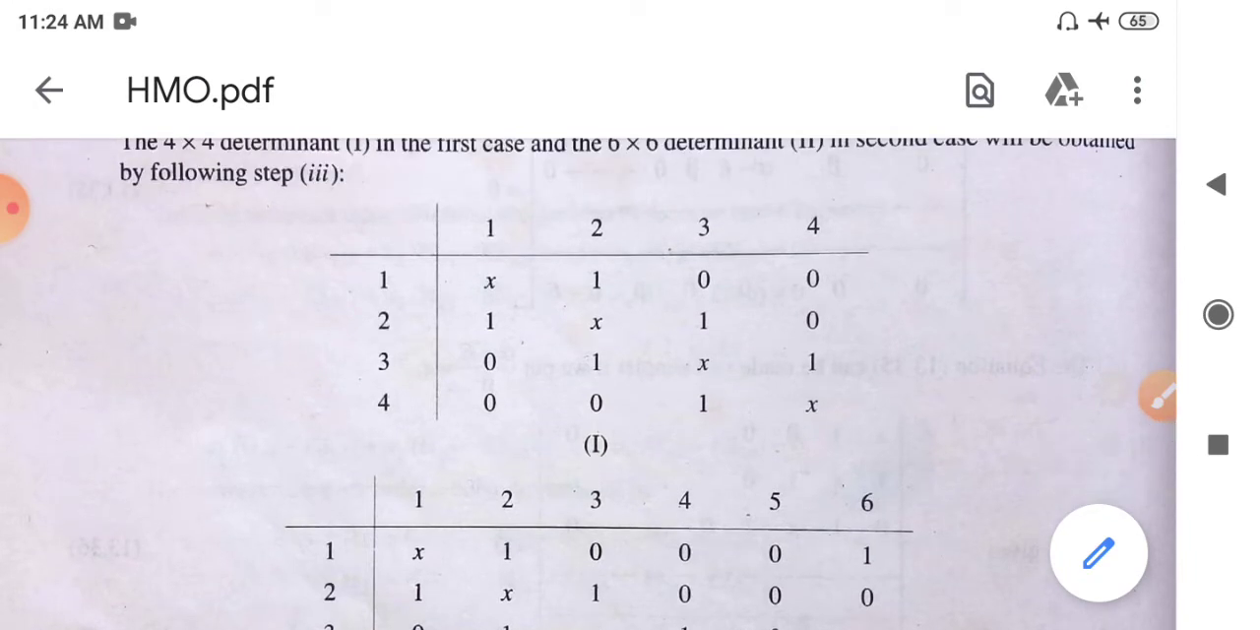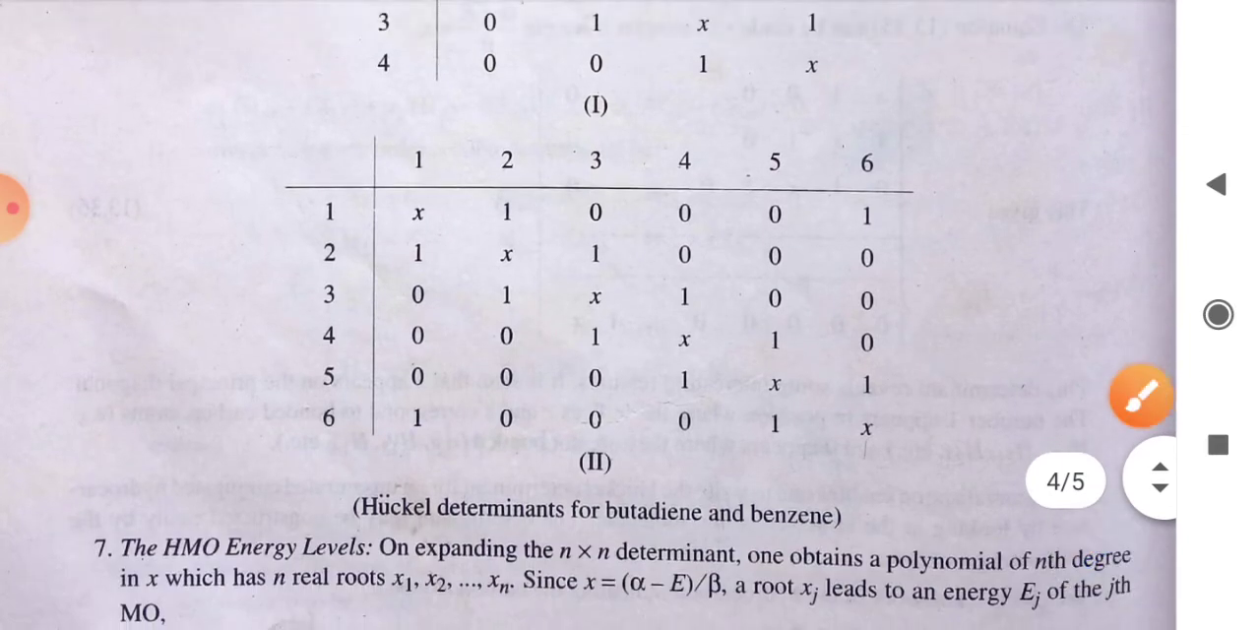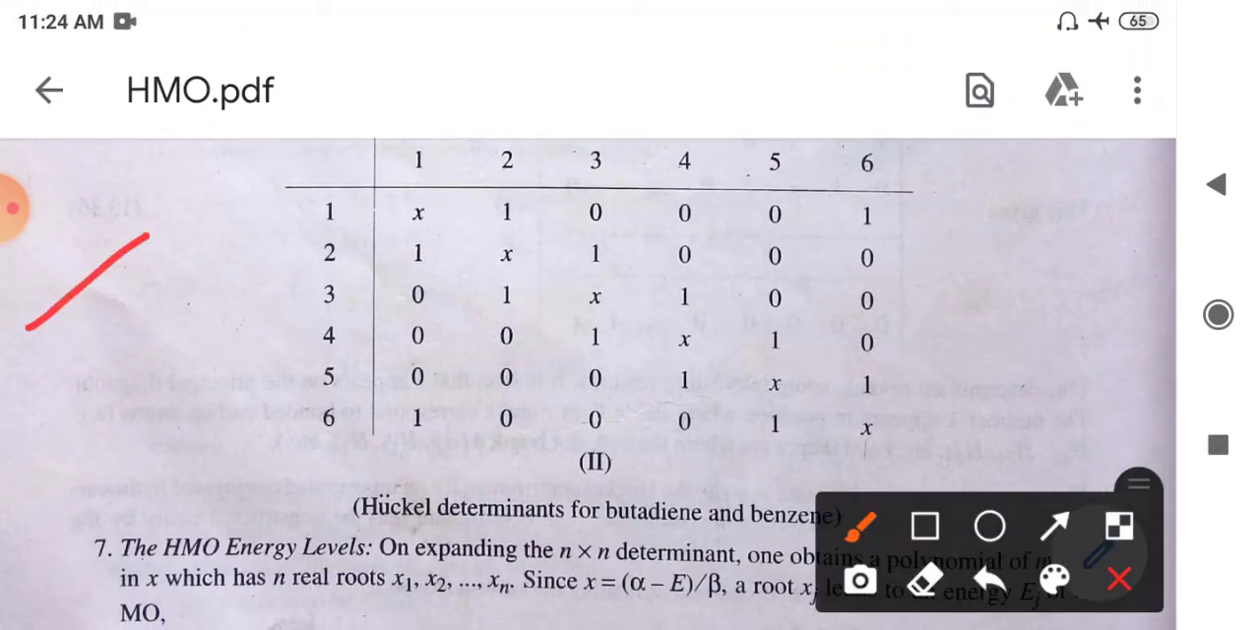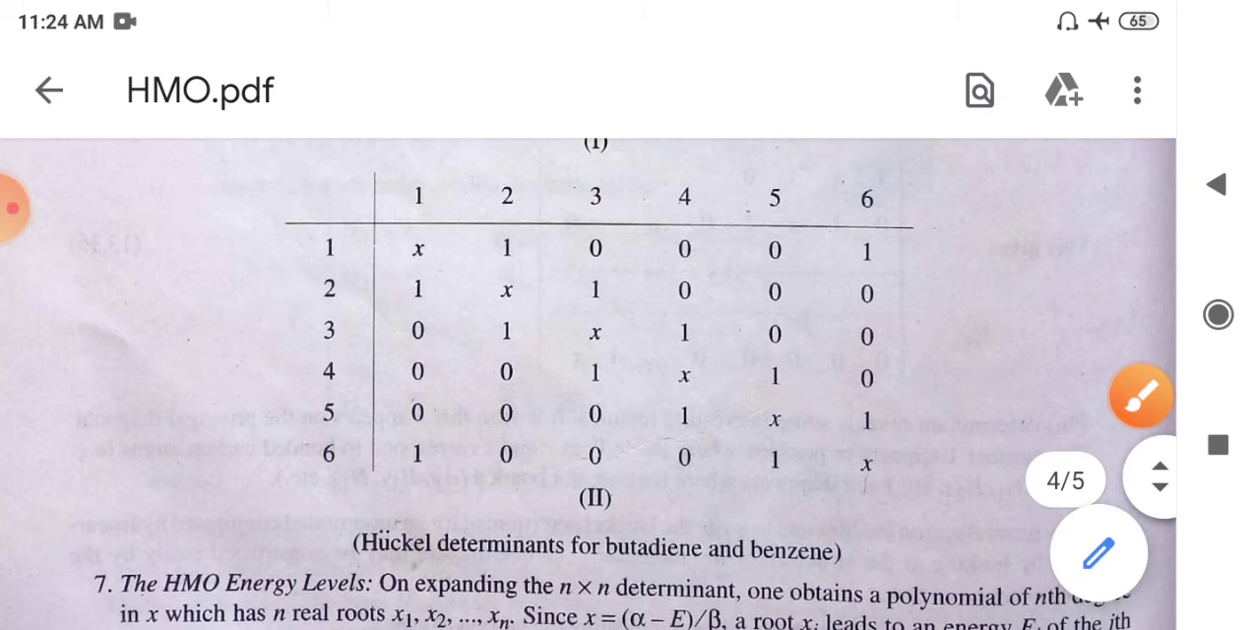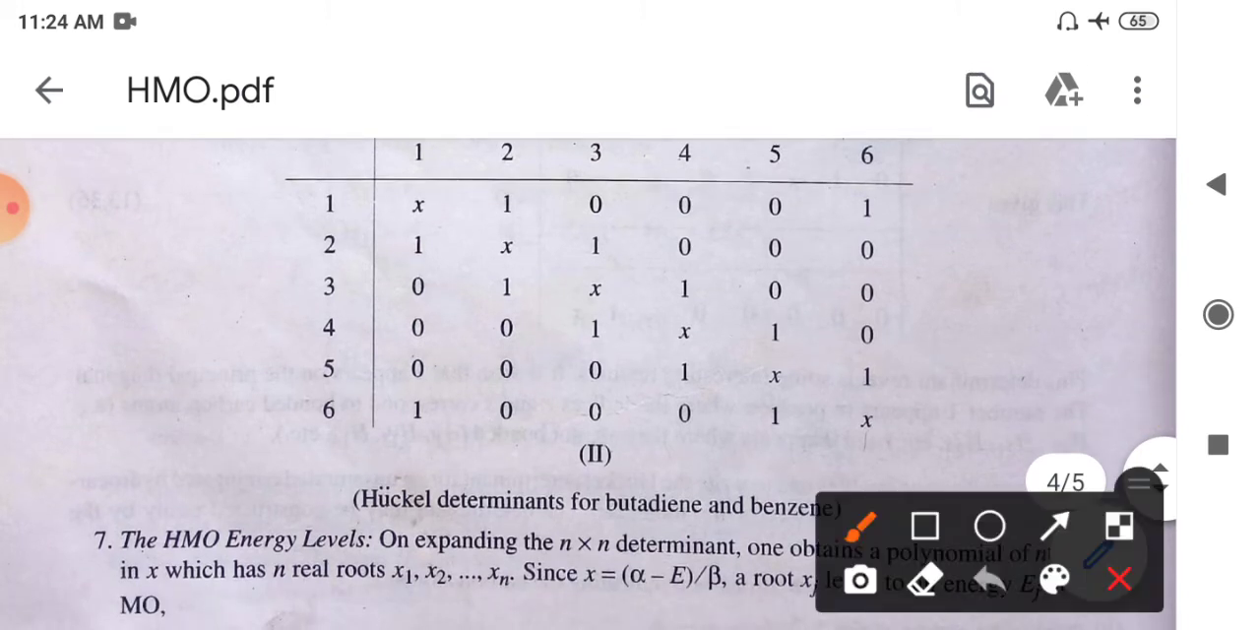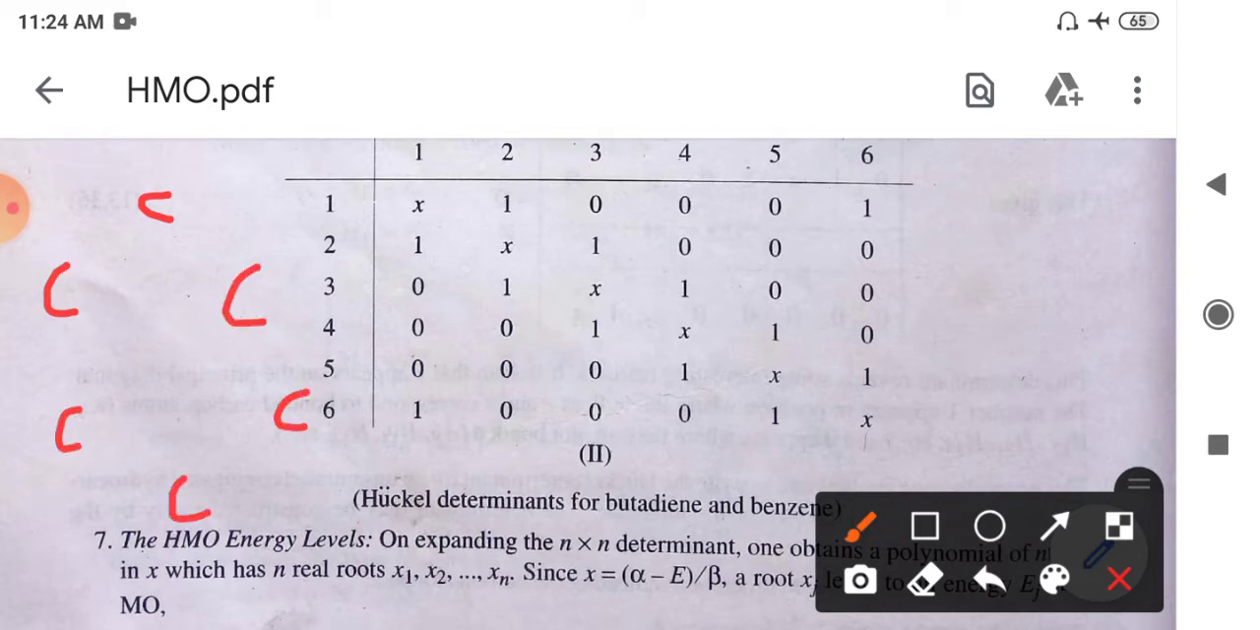Similarly for the benzene system: benzene is what? A cyclic system. So cyclic system means C1, C2, C3, C4, C5 and C6. So these are the atoms of the benzene system. Okay.